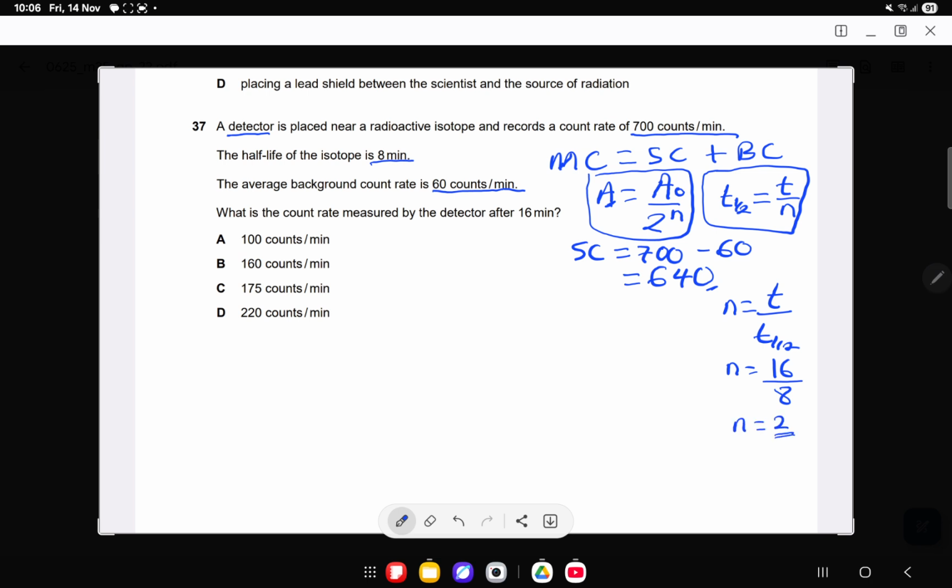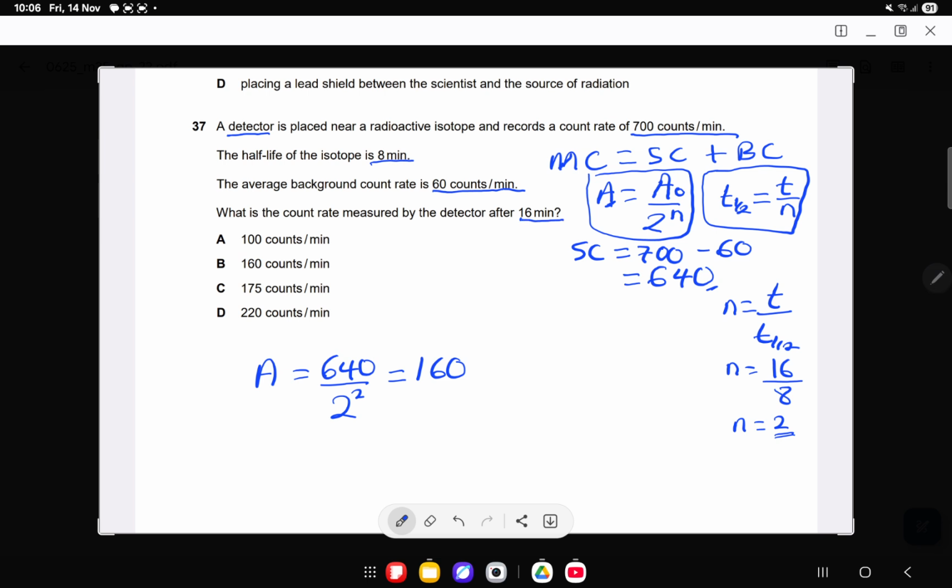So we have that here. Now that we know the number of half-lives to be 2, let's find the count rate after the 16 minutes. My A, which is what I'm looking for, is equal to the sample's initial count rate, which is 640, over 2 raised to the power of the number of half-lives, which is 2. If I compute this, I will get 160. So 160 is the sample's count rate after the 16 minutes.